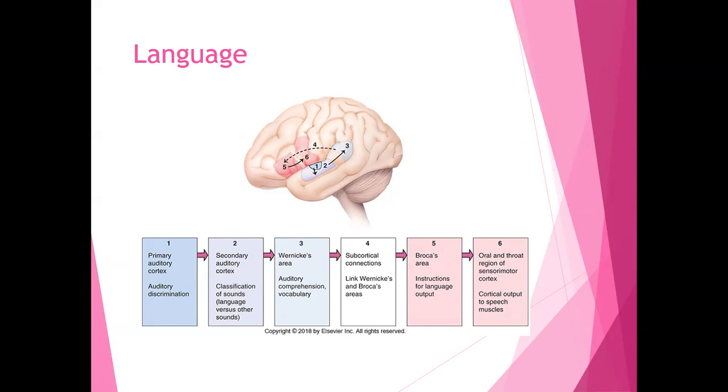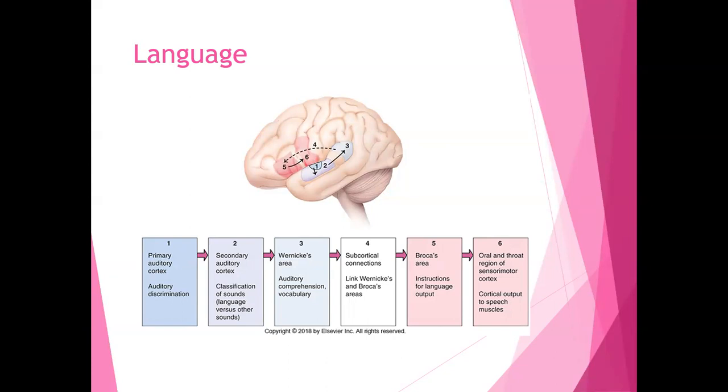It sends the information through subcortical connection, so that subcortical white matter, to Broca's area. Broca's area formulates the instructions for language output. And then the oral and throat region of the sensory motor cortex gives us the cortical output to the speech muscles. So all these different areas contribute to language.